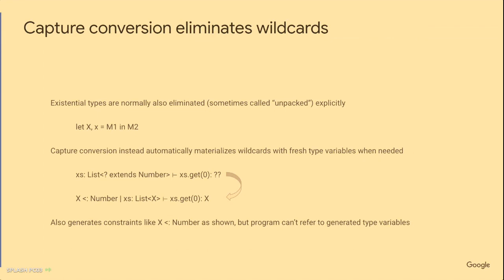So if you have a variable with a wildcard type here, like list of question extends number, and you want to call get on it, question is, what type does that have? Well, what Java does is it generates a fresh type variable, like x here, and then it can type the result with x, right? And you can see it also introduces the constraints that come from the wildcard. In this case, that x is a subtype of number.